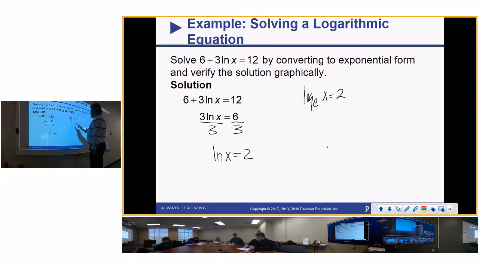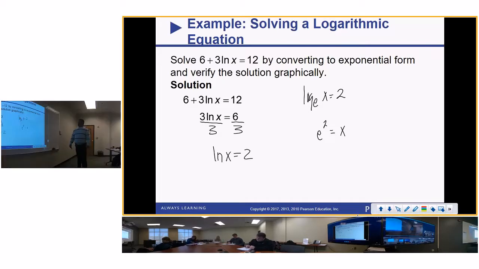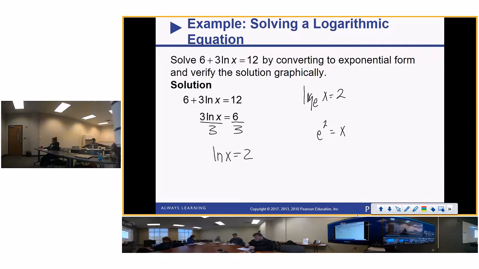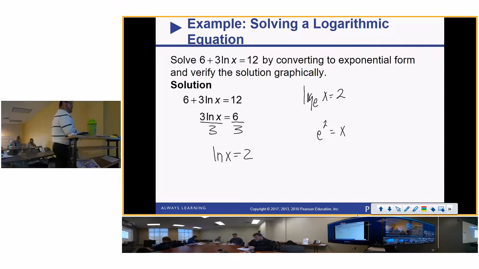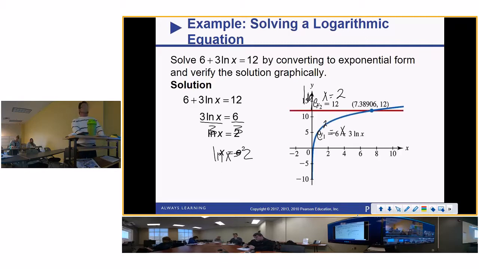A to the y plus y. Y is this right here, right? 2 is equal to what? X. And e to the second power is equal to x. Make sure I didn't mess it up. Raise e to the second power. 2.17 to the second power is going to be 5 point something. X is equal to e squared. They just left it as e squared.